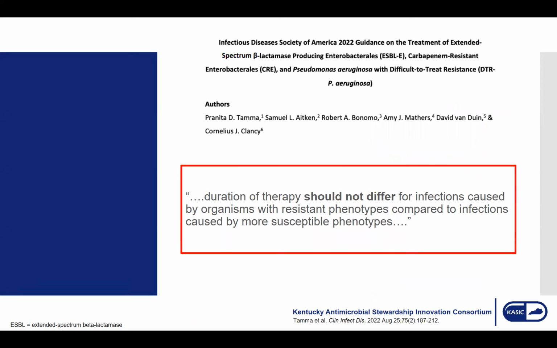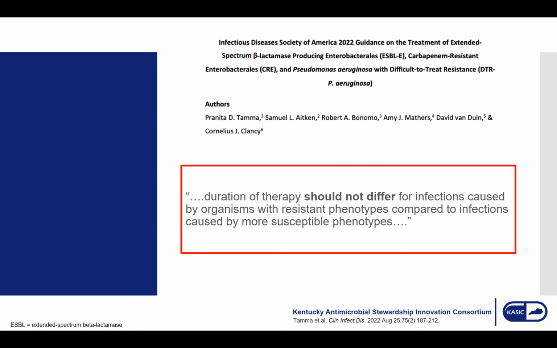When we're talking about the 2022 IDSA guidance document that I just mentioned, they recommend that the duration of therapy should not differ for an infection caused by an organism with a resistant phenotype compared to an infection caused by a more susceptible phenotype. What I mean is that whether the patient has an infection, for example pyelonephritis, caused by an ESBL or by a pan-susceptible E. coli, the duration of therapy should not be different just because the patient has a more resistant organism growing in a culture.